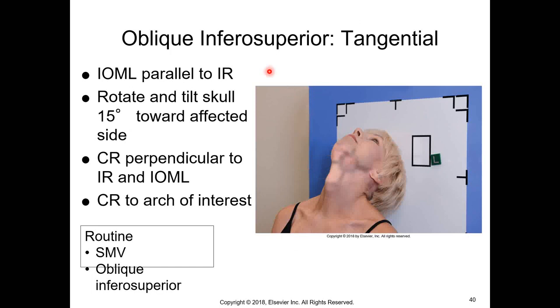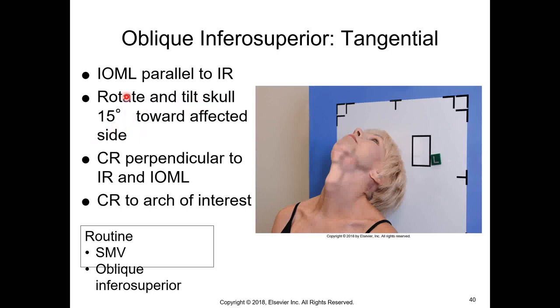This is your oblique inferior-superior tangential. I know there's a lot of words there, but really it's an SMV. And once the patient is in an SMV, you're just rotating their head 15 degrees towards the side of interest. So this person is turning their head towards their left, and then you're just jutting the chin 15 degrees towards the side of interest as well. So it's a double angle. You're going to rotate and tilt the skull. The tilt is the chin portion, and the rotate is your head.